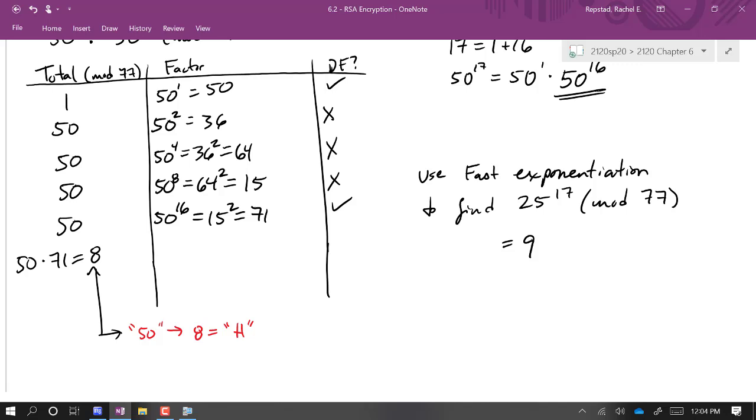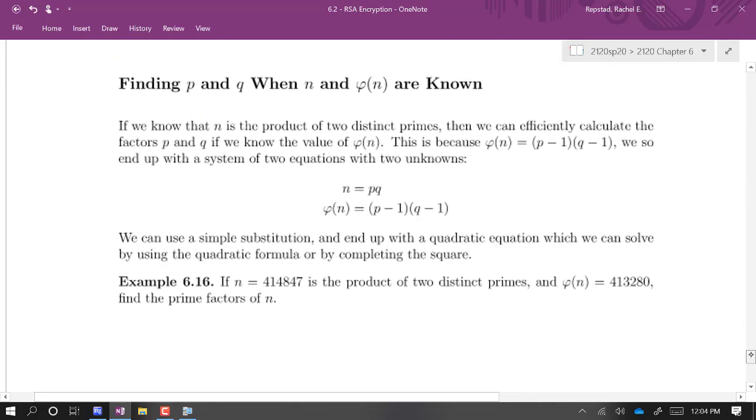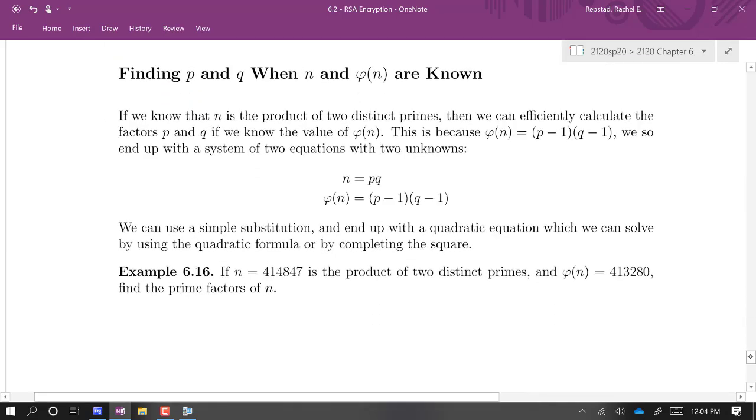So this is the basics of RSA encryption. It's how you generate your keys. It's how you do the encryption process. It's how you do the decryption process. And I want to finish out this section with a little exercise about what we need to keep private when we're publishing.